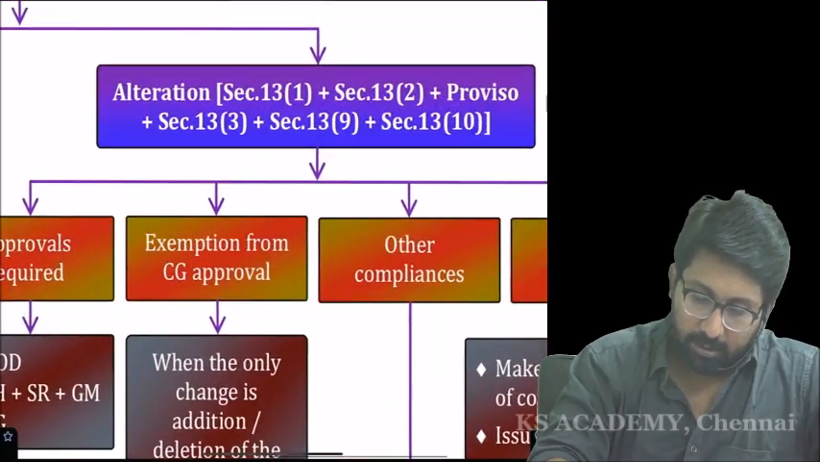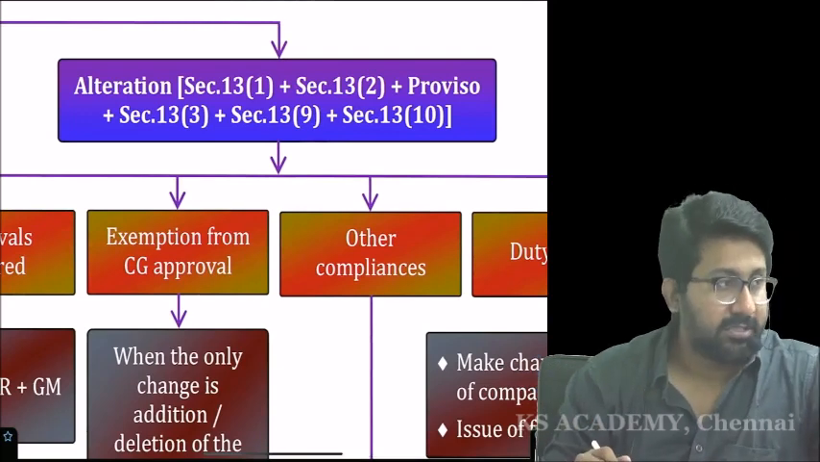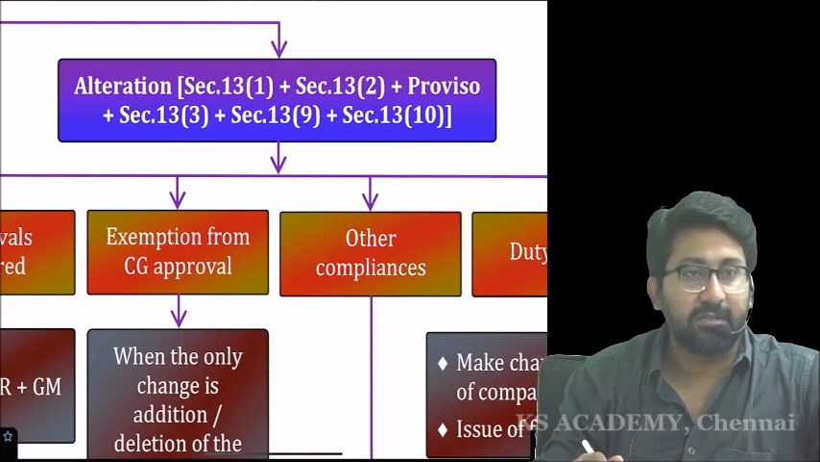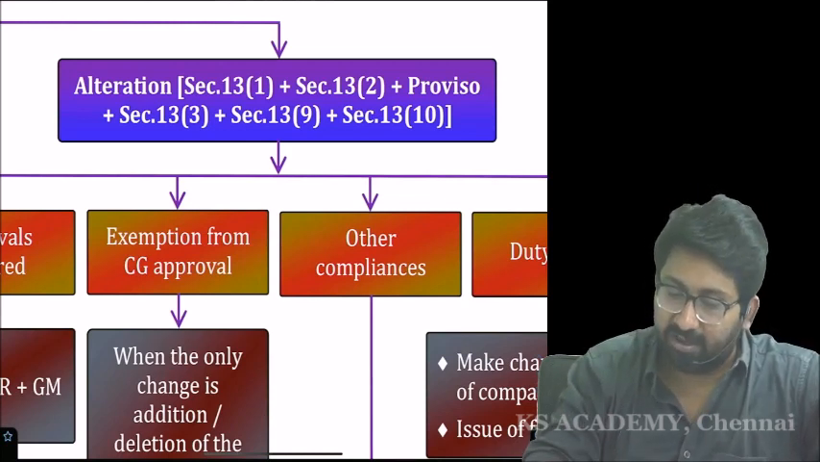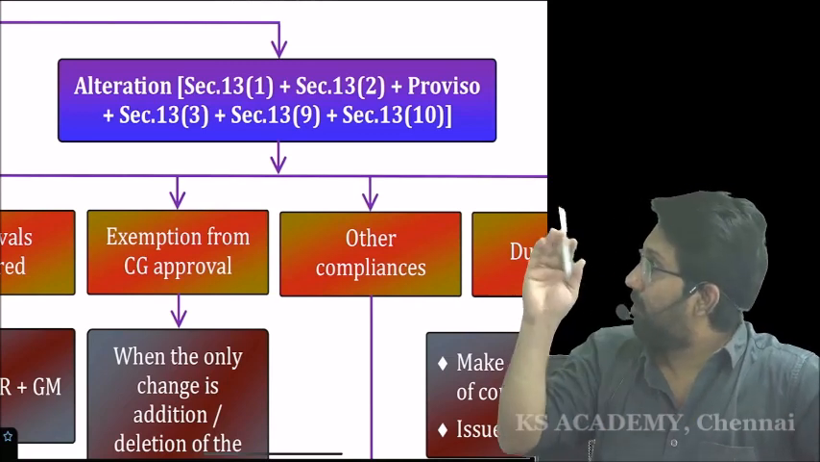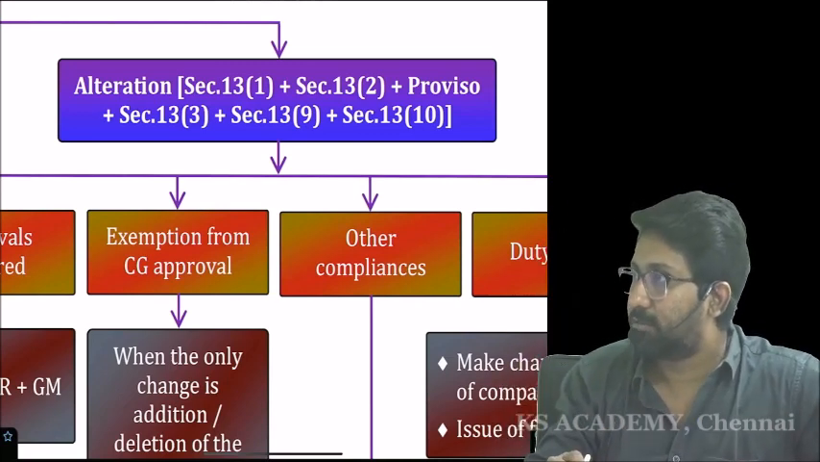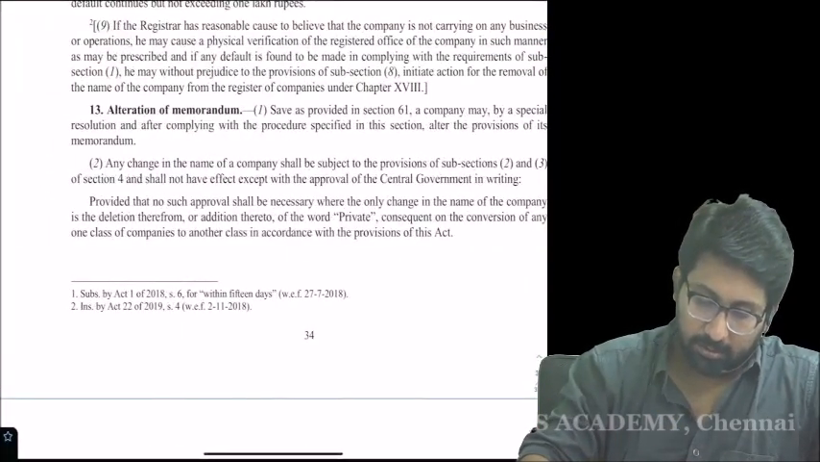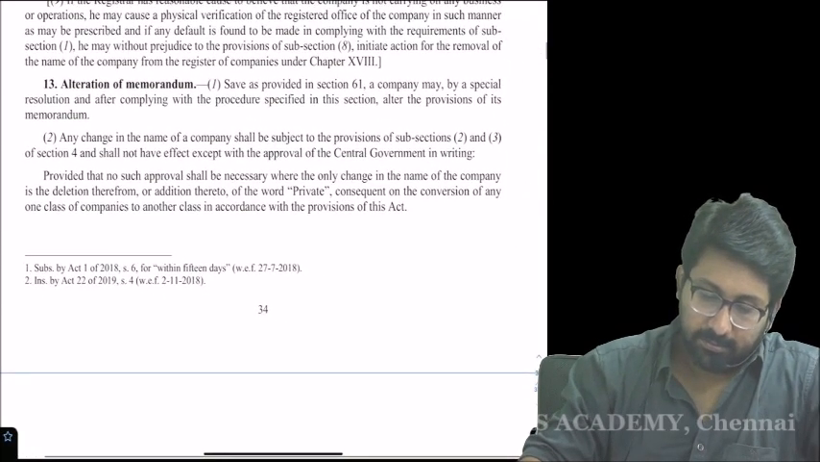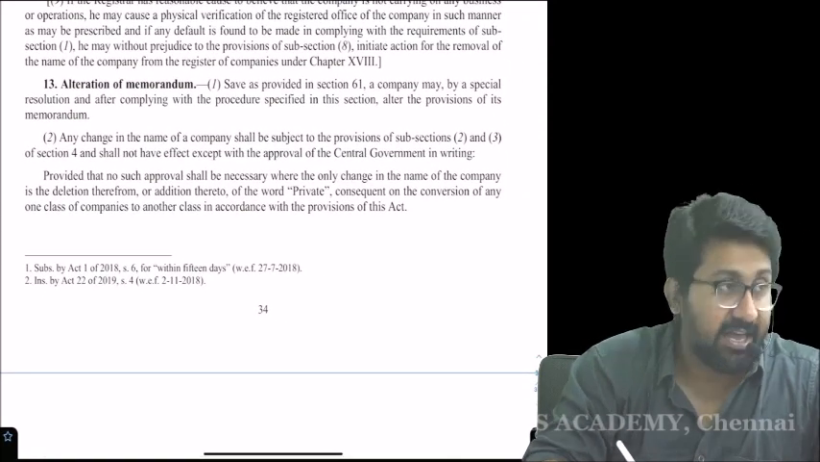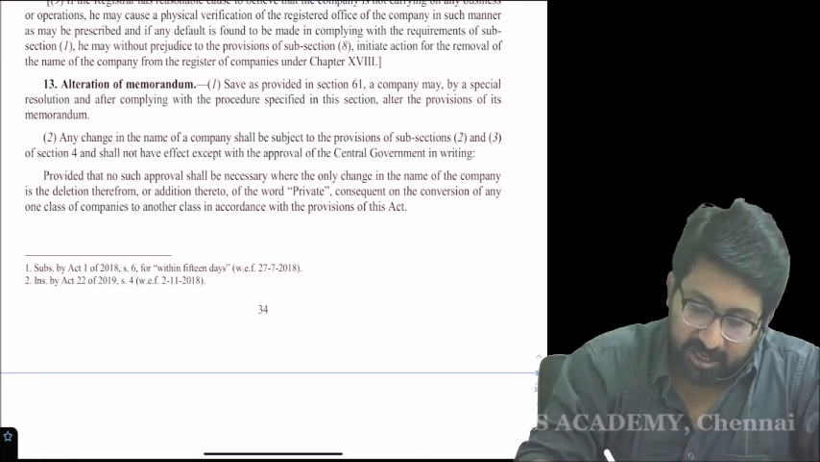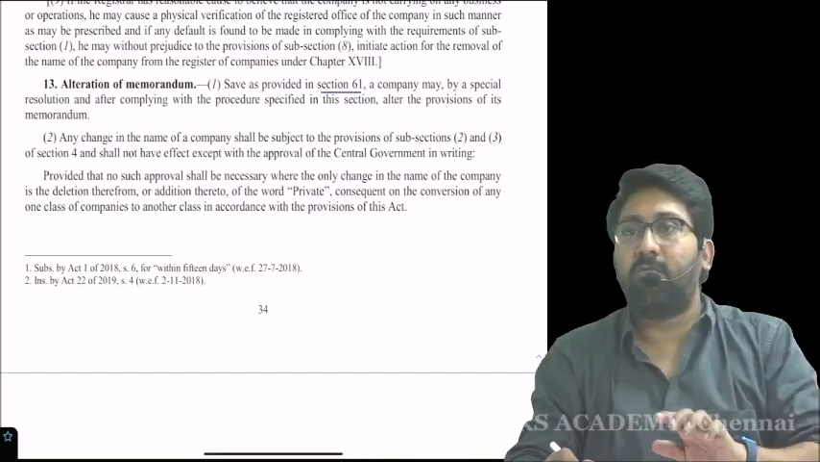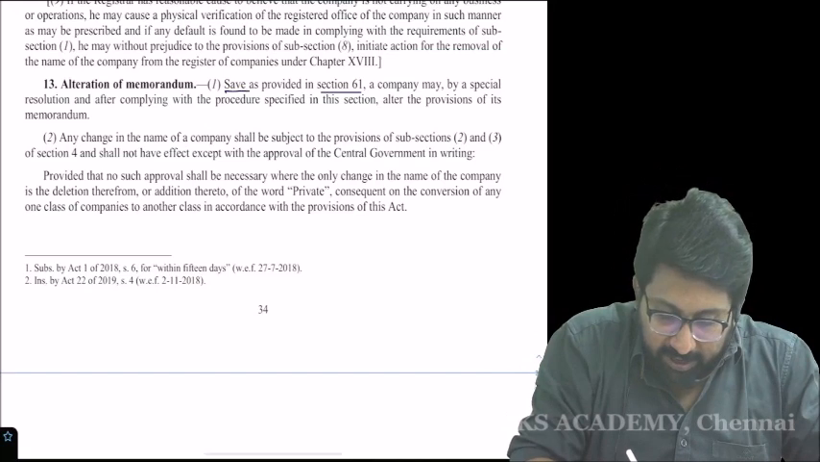See here. Please read. What are the points? Section 13.1, 13.2, proviso, 13.3, 13.9, 13.10. These are all the various subsections that we need to cover to understand the alteration of the name. Shall we continue? See here. Start. Save as provided in section 61. Sir, what do you mean by save as provided?